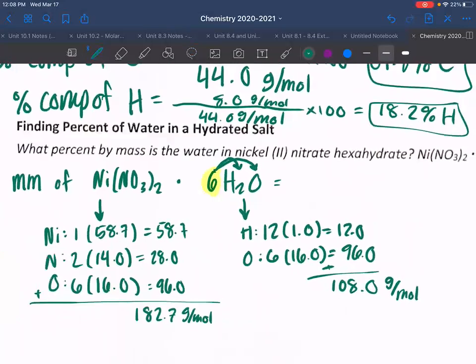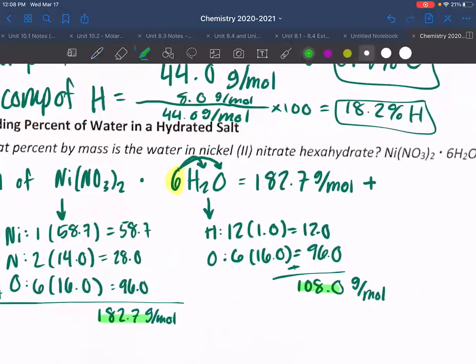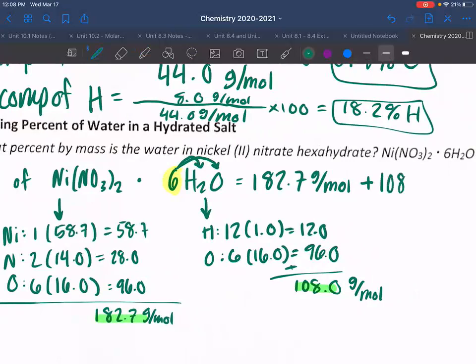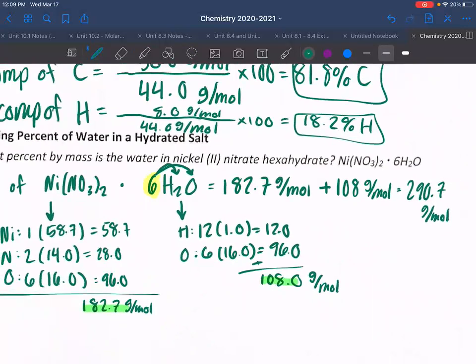Okay, so the total molar mass of nickel nitrate hexahydrate is the 182.7 plus the 108 from the water. That gives you 290.7 grams per mole. So that was just figuring out the mass of our compound.